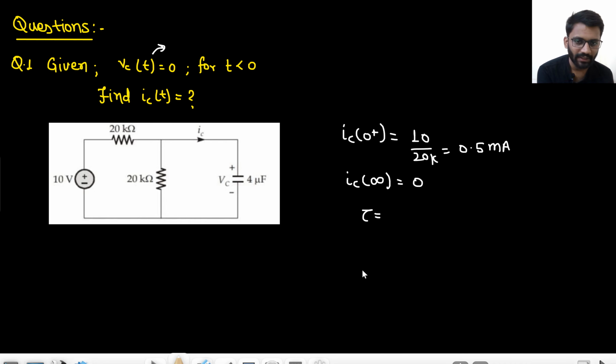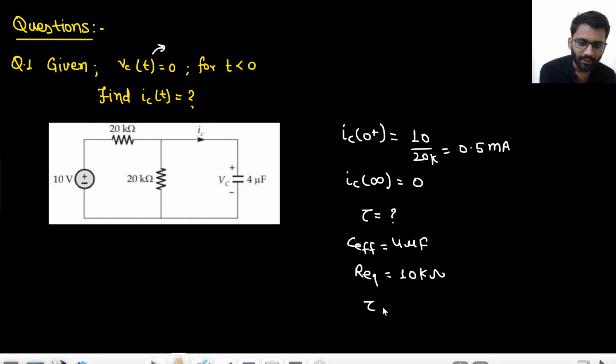What is the time constant of the circuit? Time constant is R equivalent into C effective. C effective is 4 microfarad. And what is R equivalent? R equivalent is 20k parallel with 20k, that means 10k. So your time constant would be 4 into 10 kilo into micro, so it would be milli. So 40 millisecond, right?